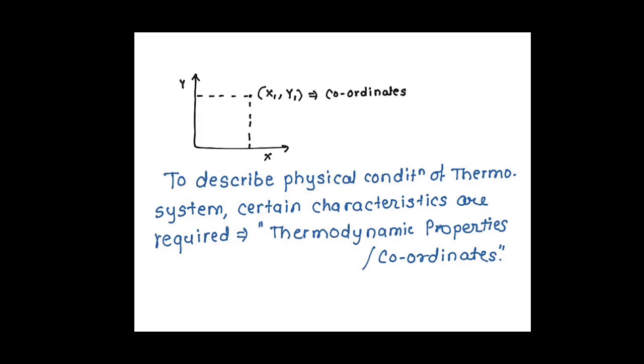Similarly, to describe the physical condition of any thermodynamic system, certain characteristics are required. We will call them thermodynamic properties or thermodynamic coordinates. Some common examples of these thermodynamic properties are pressure, volume, temperature, etc.